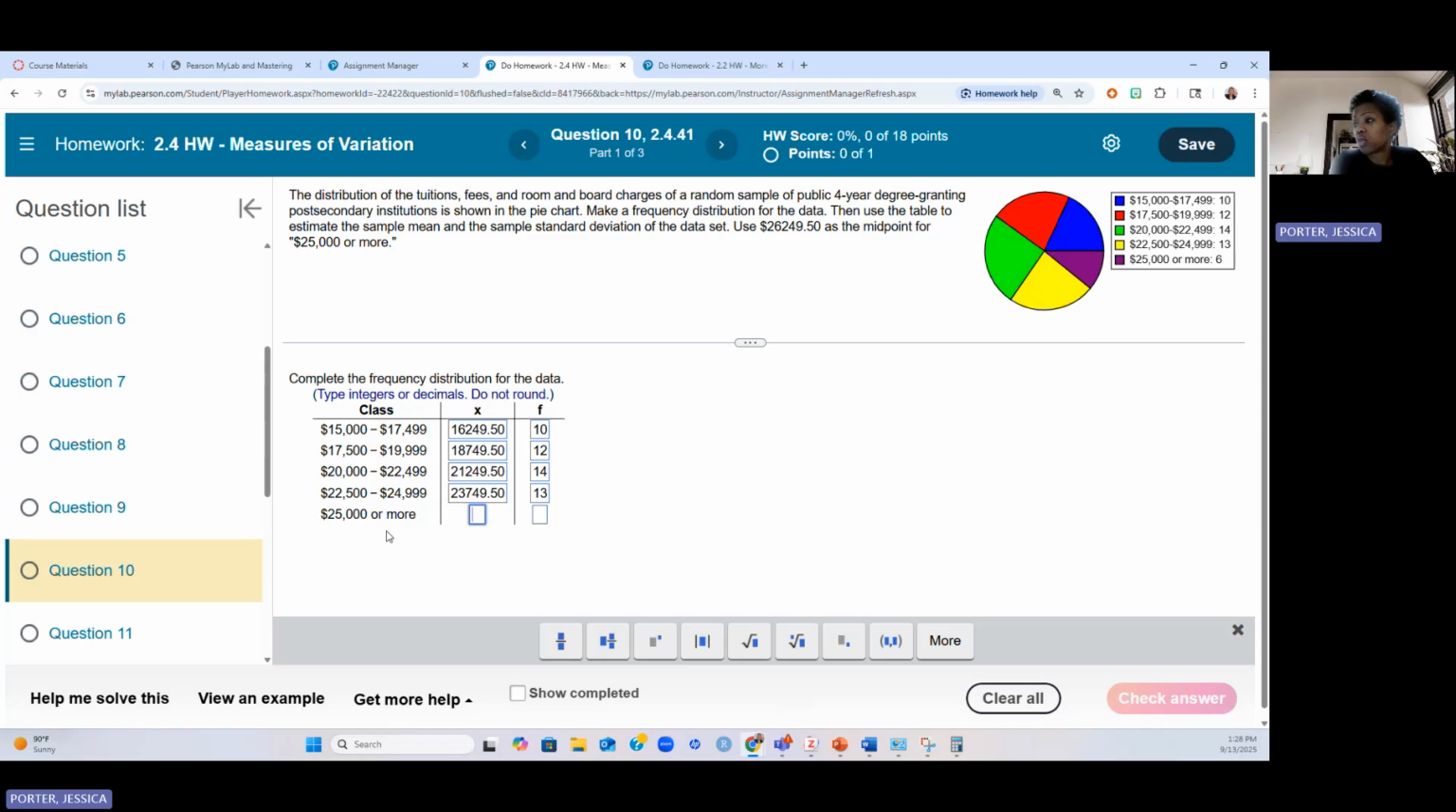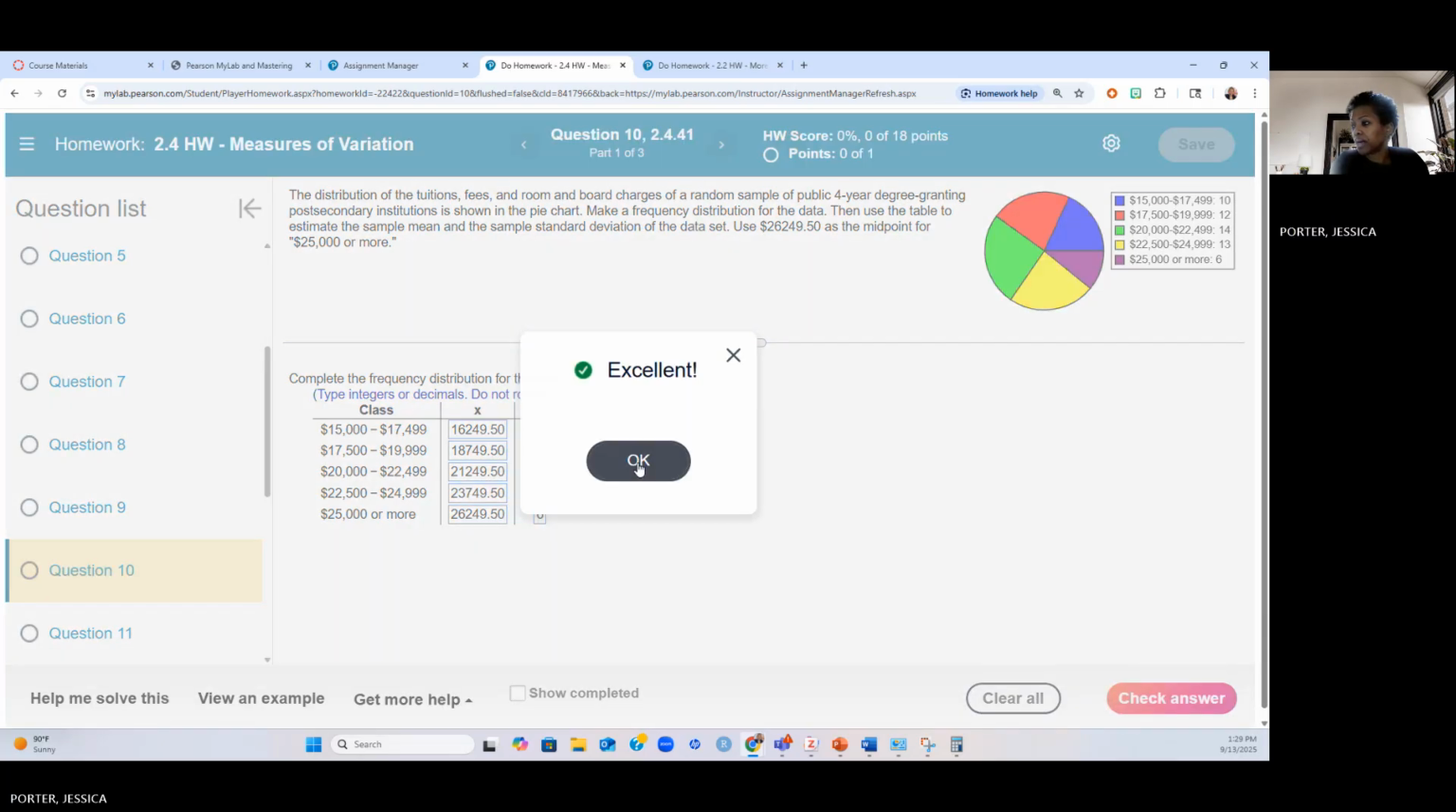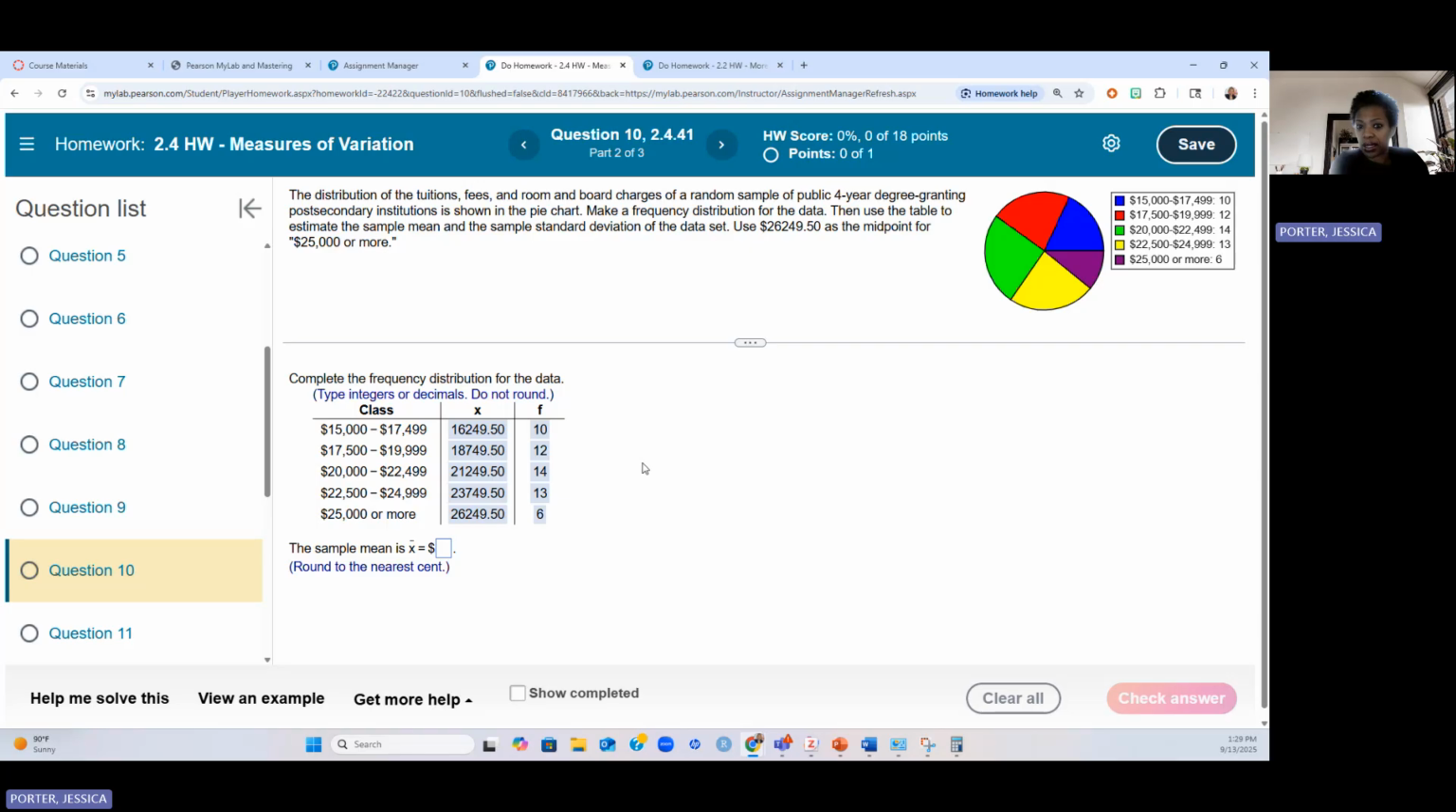Now, on the 25,000 or more, you could add 2,500, but they usually will give you that value in the problem itself. And here it is, this 26,249.50. We're going to use that number that they gave us. And that frequency is 6. All right, I'm going to check the answer. Great. Now it asks us, what is the sample mean?